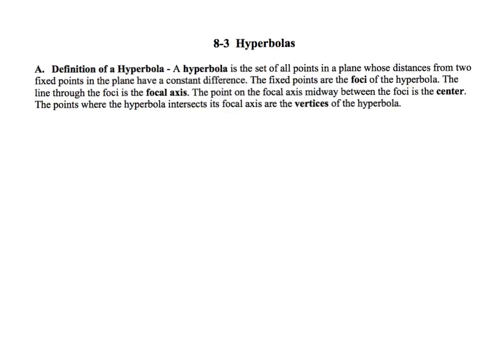So our third lesson in this chapter deals with hyperbolas. And again, we start with our basic definition. It's a set of all points in a plane whose distances from two fixed points have a constant difference. So an ellipse dealt with a constant sum. Now we're going to deal with a constant difference, which means we are subtracting those distances. Again, we'll get into the definition a little bit more in class.